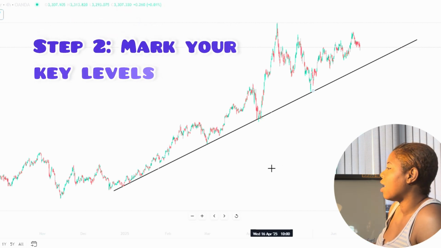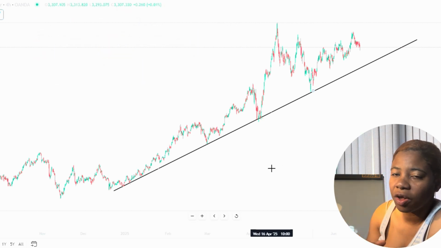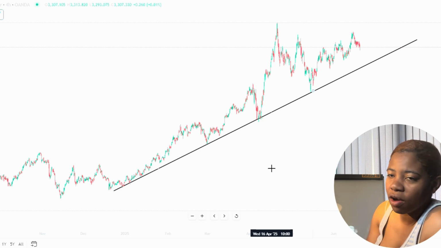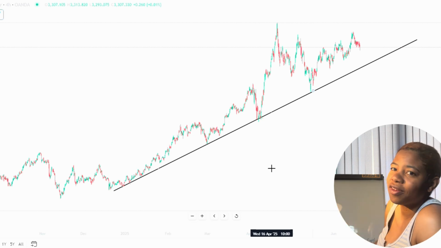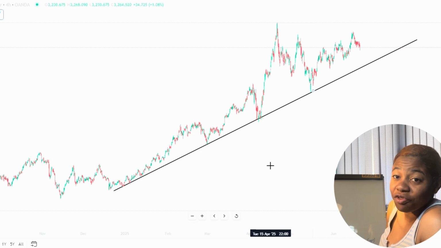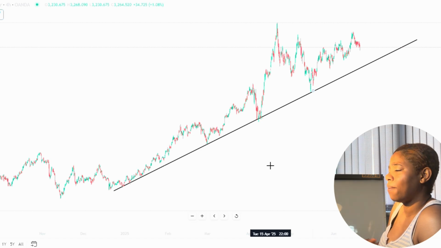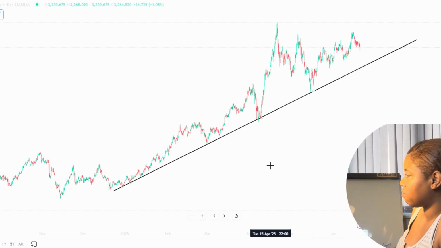Where are we having strong support? Where are we having strong resistance? Now, what makes it strong? The more taps we have at that price point makes it stronger. Okay, 2 or more taps. Ideally, if you get multiple taps there, you can see that, okay, price is really respecting this level.